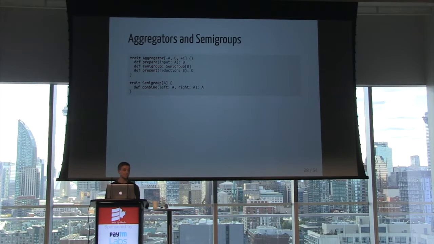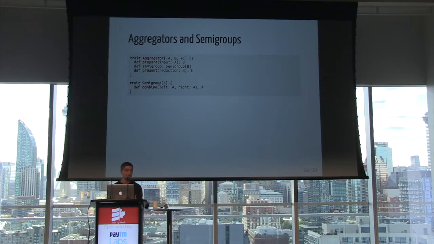And again, this is something that comes from a library called Algebird. Are people familiar with that? Algebird, sort of? Yeah. So an aggregator has three methods. Prepare is basically just a way to convert the input type A to an intermediate type B. Semigroup is another type class, also from Algebird, that defines how to combine two things of a given type.